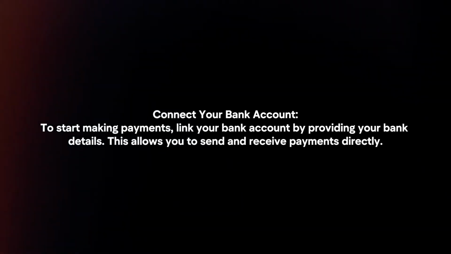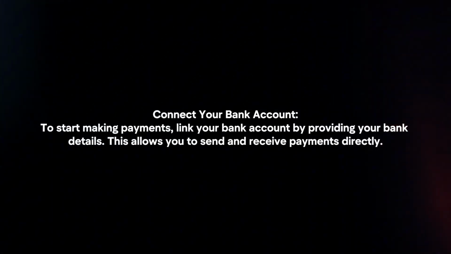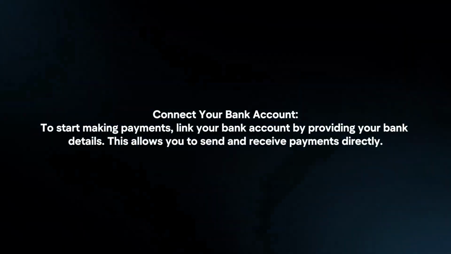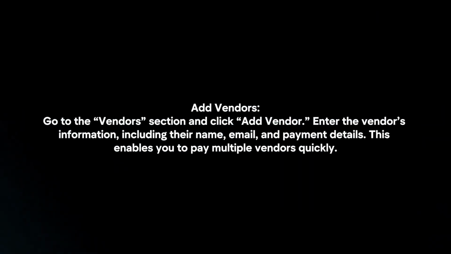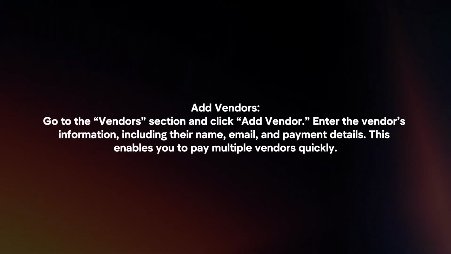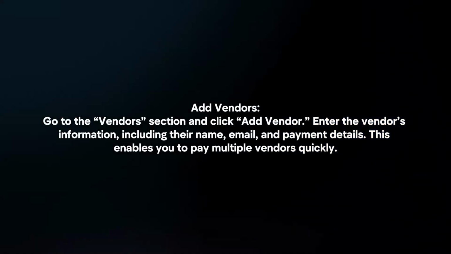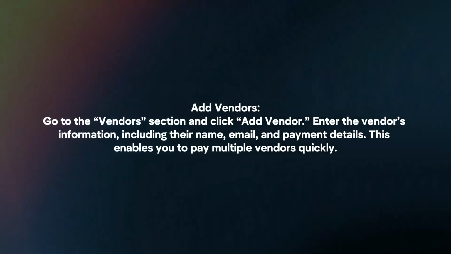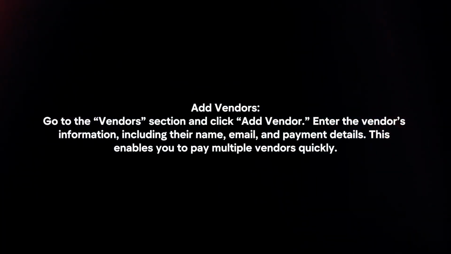Connect your bank account. To start making payments, link your bank account by providing your bank details. This allows you to send and receive payments directly. Add vendors. Go to the vendors section and click Add Vendor. Enter the vendor's information, including their name, email, and payment details. This enables you to pay multiple vendors quickly.